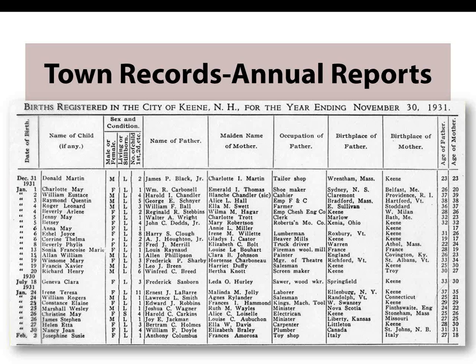Now, here are births ending November 1931. These are under 90 years old, and they give you the name of the child, the name of the father and mother, the occupation, and birthplace of father and mother. And as you can see, even children that are illegitimate are recorded in these town records.